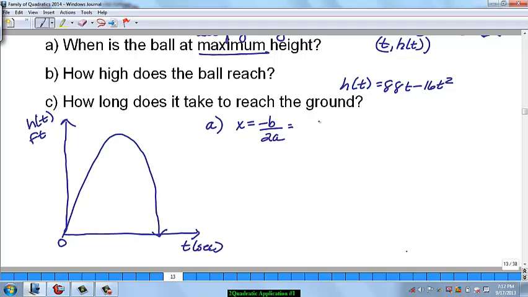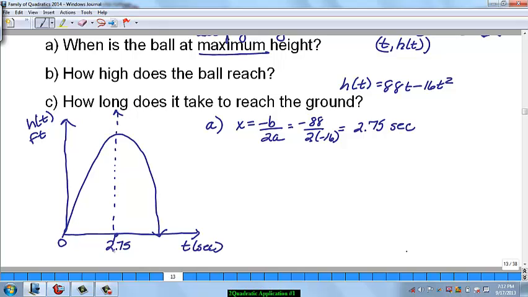Here I can say negative b, so it'd be negative 88 all over 2 times a, which is negative 16. And I put that in there, in my calculator I get 2.75, and I'm going to say seconds, because right here I just found the x. This is at 2.75 seconds. So this right here is the axis of symmetry. X equals 2.75.